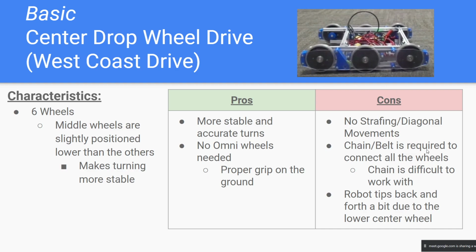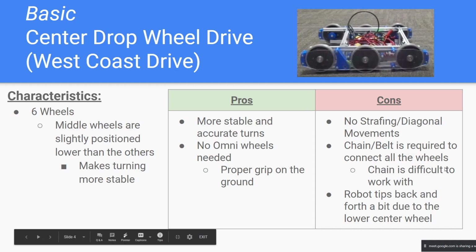So some cons is that, well, yeah, obviously you can't strafe. So we'll get into holonomic later. But chain is actually required for this because you need to connect all 3 wheels to each other. And chain is just kind of annoying to work with. It's literally made of metal and you have to dig your fingernails into it to get them unlinked, and then you have to link them. And it's just annoying to work with chain. But chain has its benefits, it's just really hard to work with.